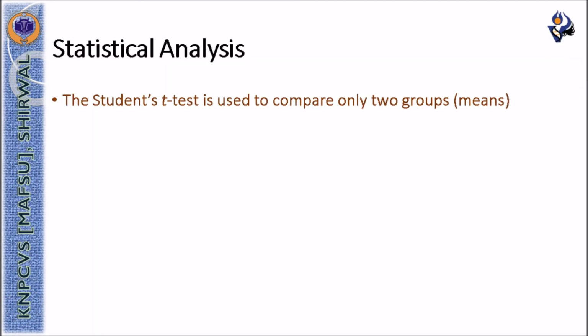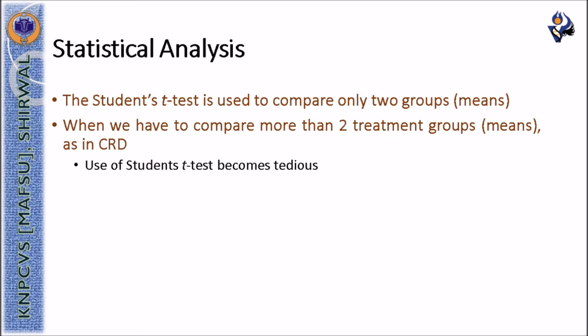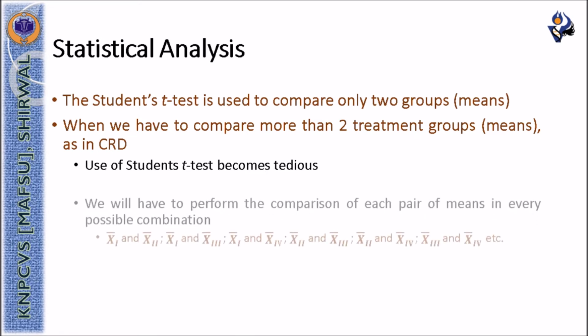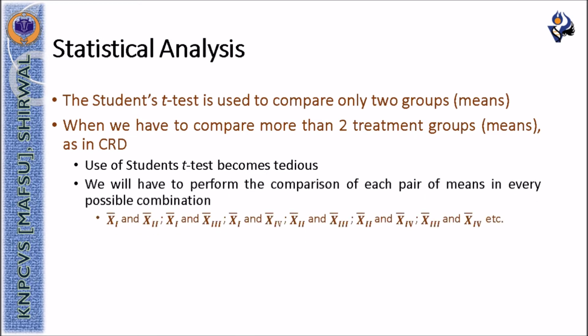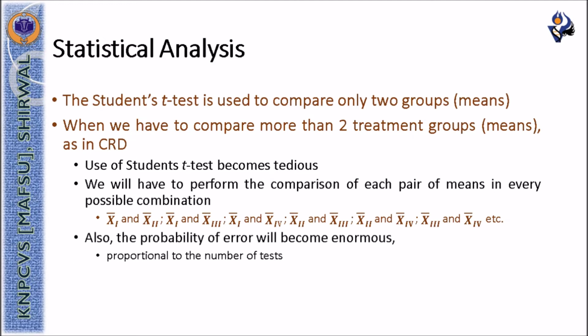The student's t-test is used to compare only two groups. When we have to compare more than two treatment groups, as is the case of CRD, the use of student t-test becomes tedious. We will have to perform the comparison of each pair of means in every possible combination. Also, the probability of error will become enormous.